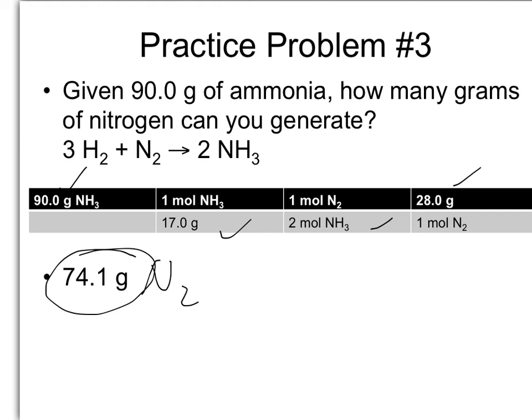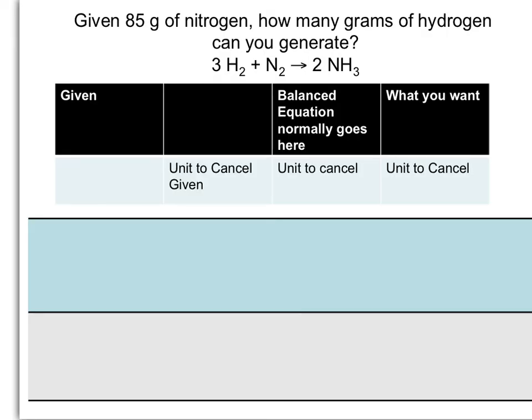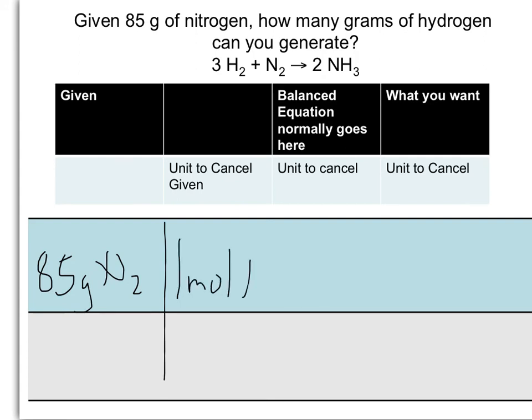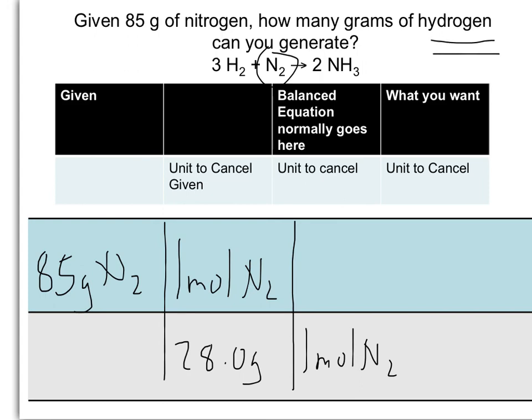All right, let me go ahead and do one more practice problem over this. So for this one, given 85 grams of nitrogen, how many grams of hydrogen can we generate? So I'm going to start with 85 grams of N2, 1 mole of N2 is 28.0 grams. Then I'm going to go to the balanced equation. I have 1 mole of nitrogen. I'm going to hydrogen. I have 3 moles of hydrogen.